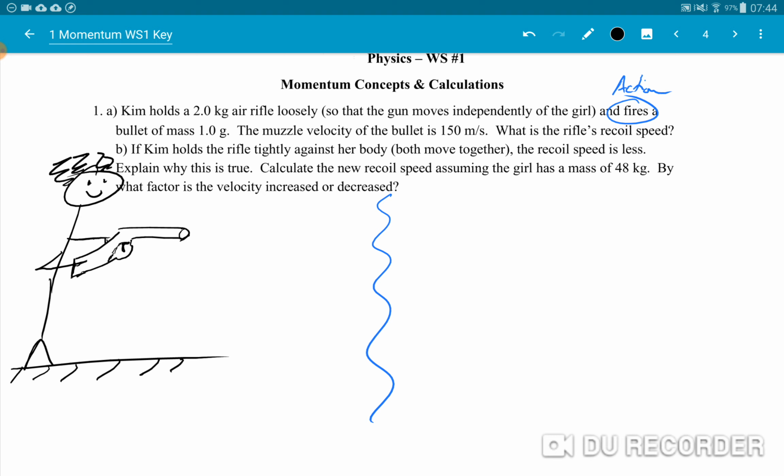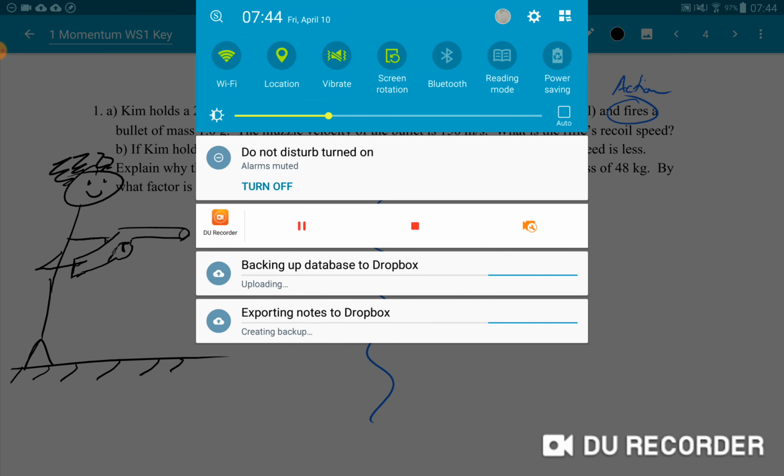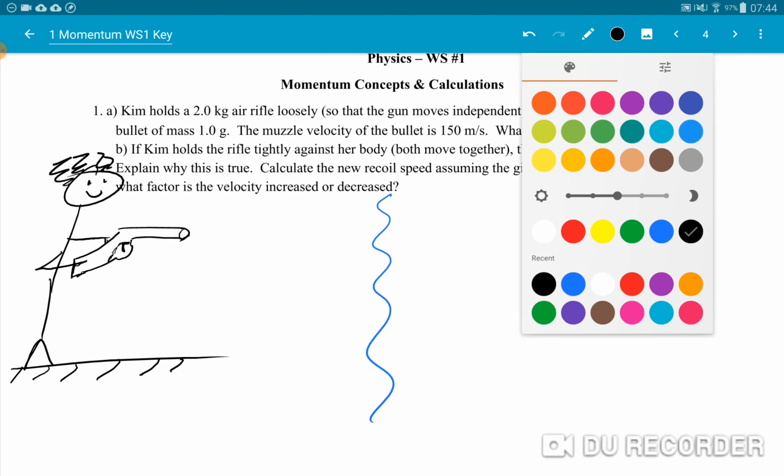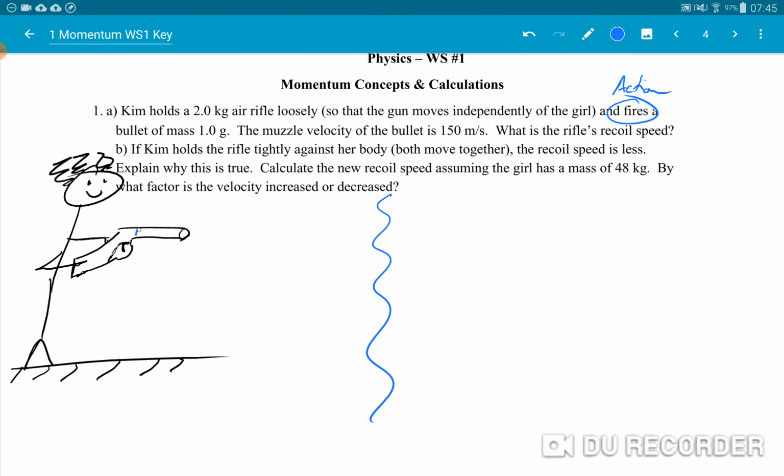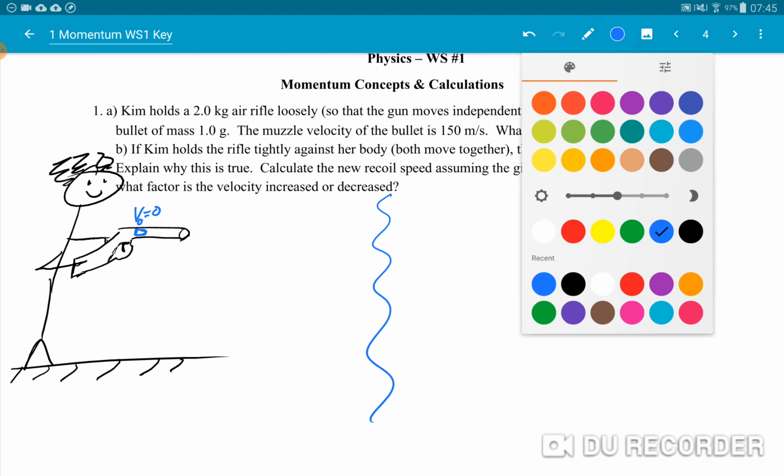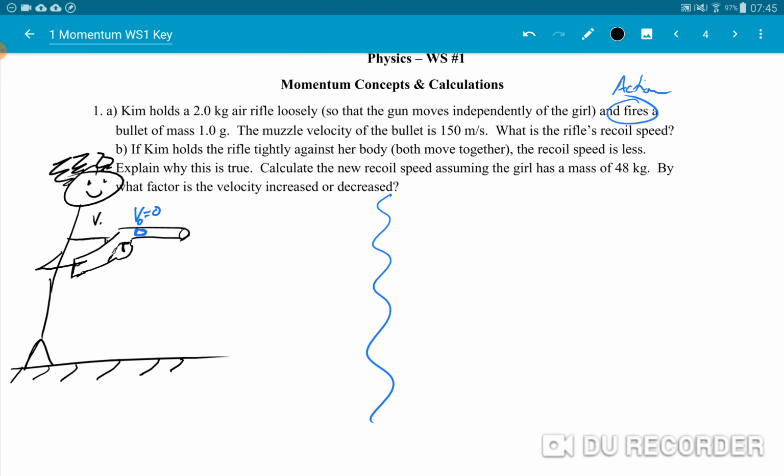Then we've got to put the bullet in there as well. So I'll put the bullet inside of there, so I recognize that the bullet has yet to be fired. Maybe I'll even put a velocity there: the velocity of the bullet is 0. And the velocity of the gun in black here is also 0. Therefore, I know that the momentum of the gun is 0, since it's just mass times velocity, and the momentum of that bullet is also 0.